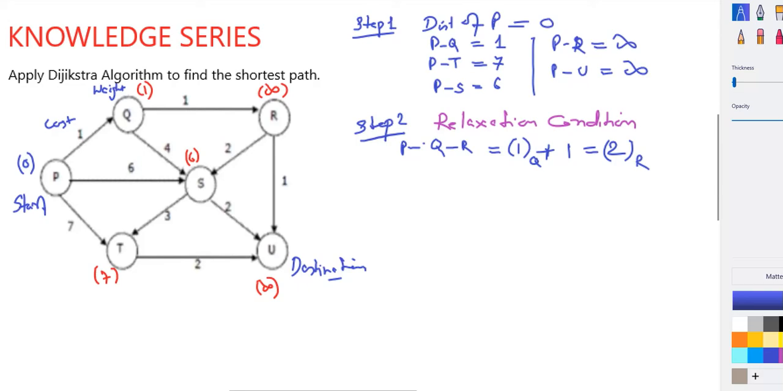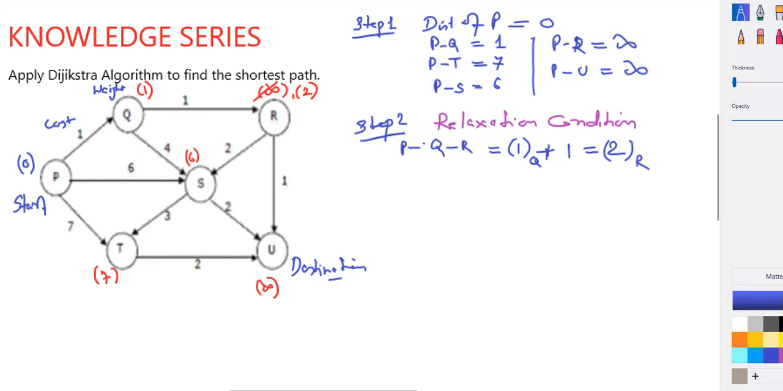But actually, the weight of R as per the relaxation condition, in the initial period it was infinity. So we have to do a relaxation. That means we have to modify the R with respect to 2. So what we will do, we will cancel the previous weight, and we modify this one as 2. So that is the new weight of R. Now we go to the next segment.